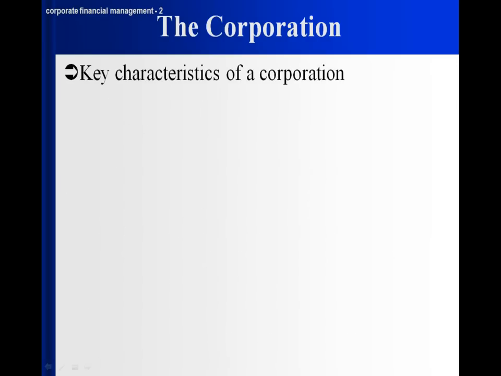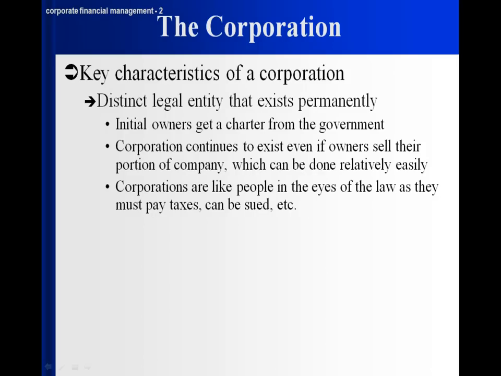So what are some of the key characteristics of a corporation? First, a corporation is a distinct legal entity that exists permanently. So suppose you want to form a business and you want to make it into a corporation. You would draft papers, hire a lawyer, and you would go to the government agencies and the courts and get this corporation created. So you'd go and get that charter, and that corporation would continue to exist even if you sold to somebody else and they sold to somebody else. It would continue to exist.